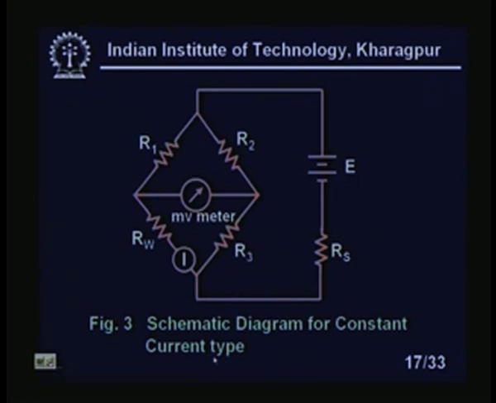In the schematic diagram of the constant current type, initially we take the resistances equal, R1, R2, R3 and RW, and this RS is quite high, and we can measure the current which is passing through this hot wire. This resistance is so high compared to the other resistance that, due to the change of flow, even though the resistance changes, the change of current will be insignificant, right.